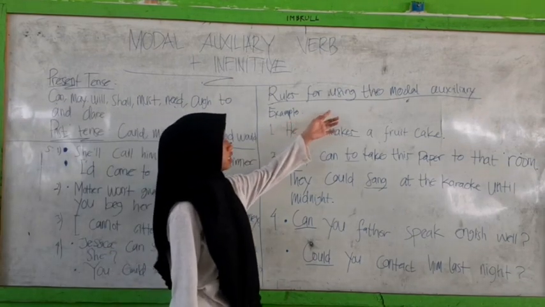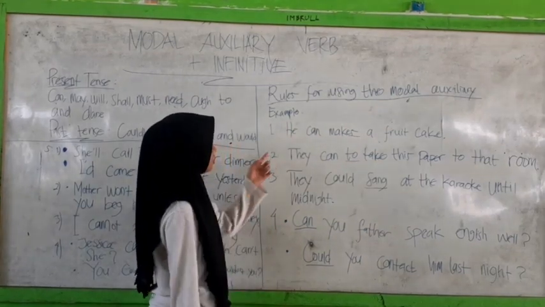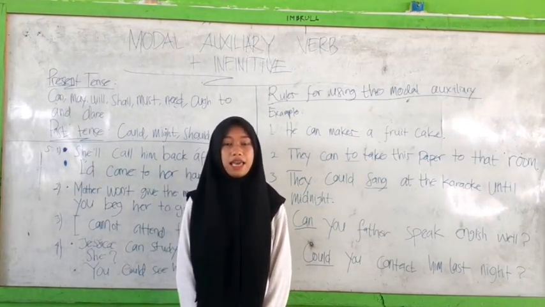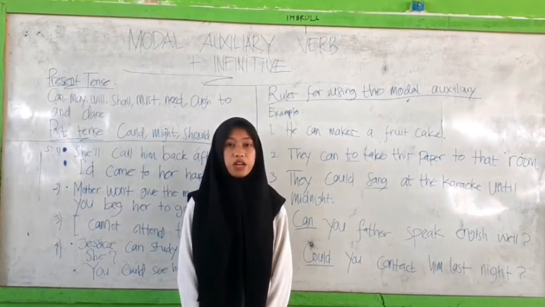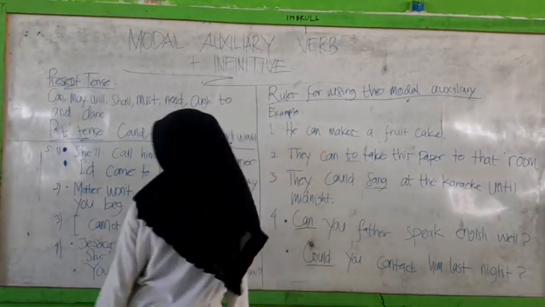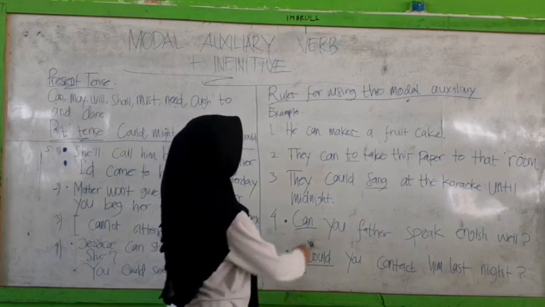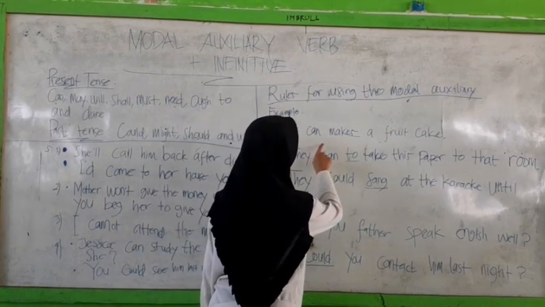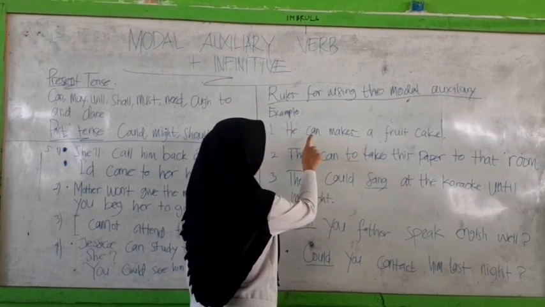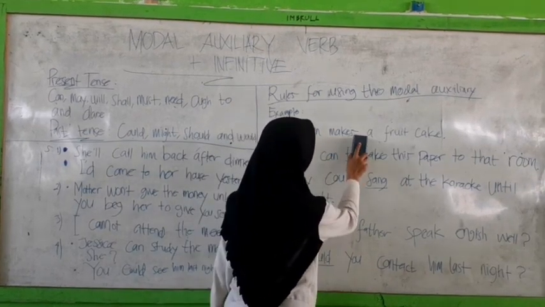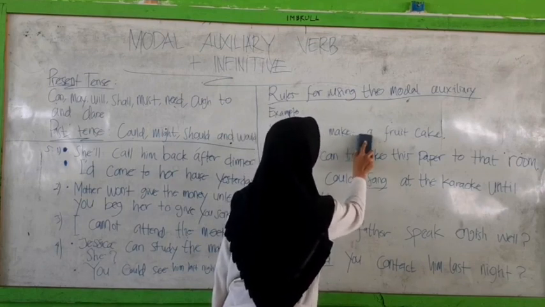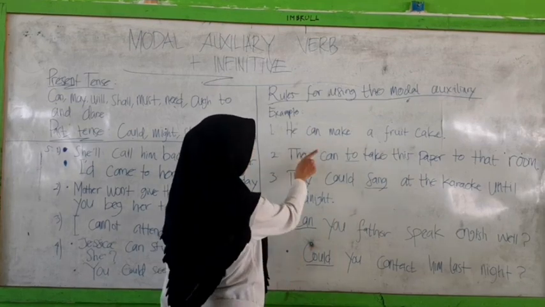The rules for using the modal auxiliary. First, the verb cannot be added with s or es if there is a modal auxiliary. Example, he can makes a fruit cake. The verb cannot be added with s or es if there is a modal auxiliary, so we have to remove s. The correct sentence is he can make a fruit cake.